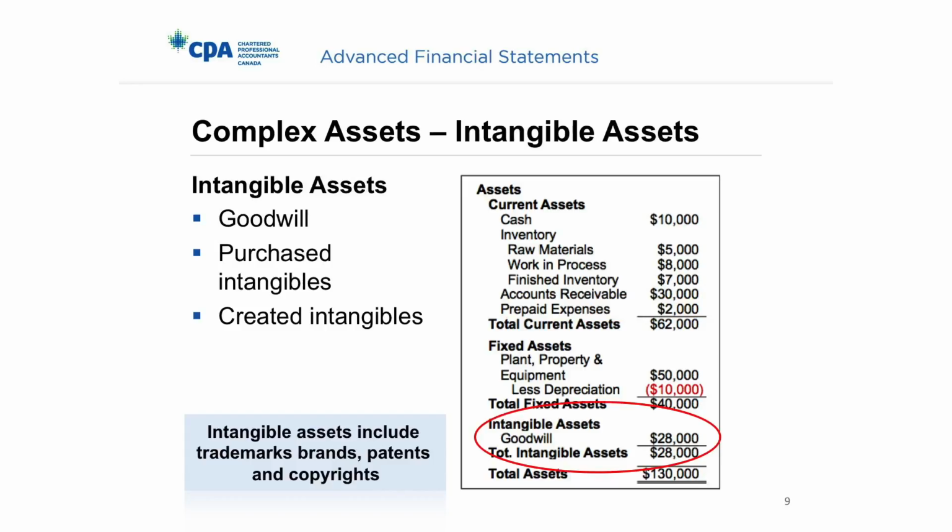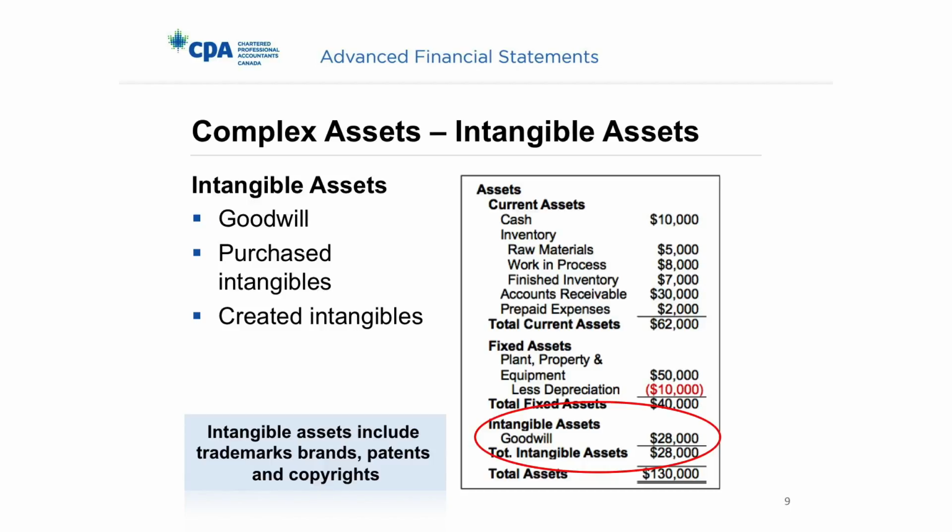Intangible assets. Now, this is an item that is very, very complex. I work with many companies that have accountants on staff and still find this very, very confusing. So if you find this confusing, you're not alone. This can be complicated, one, from an accounting perspective, and two, from a valuation perspective. They can be very difficult to value and they're very soft items.